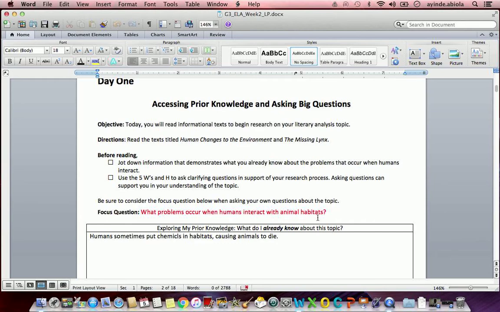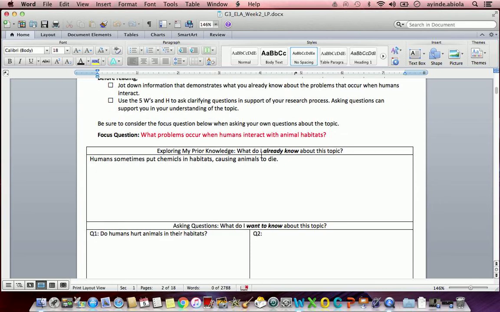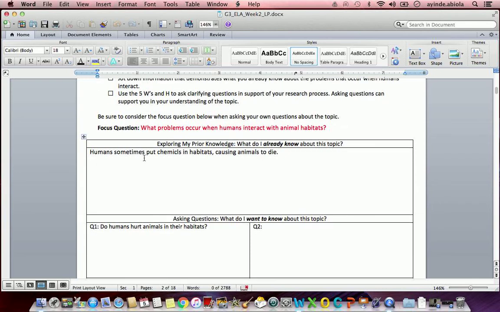So all this is really asking us to do is to think about what we already know about how humans cause problems for animals in their habitats, and then ask questions about what we want to know about how humans cause problems for animals and habitats. So let's start with the first part. Let's think about everything we already know about how humans can cause problems for animals in their habitats. I have an example. My example says humans sometimes put chemicals in habitats causing animals to die. I got this from our text last week when we learned that the chemical DDT was able to harm eagles because it made the shells softer, and ultimately the baby eagles would die before they were born.